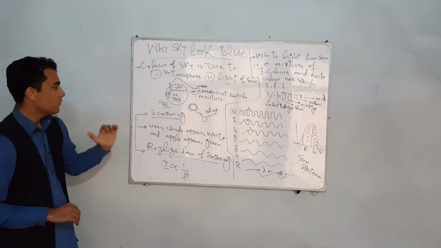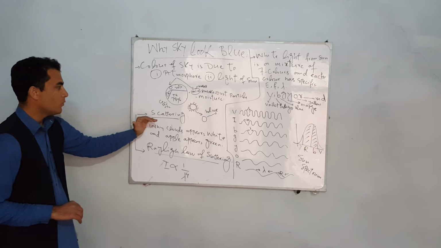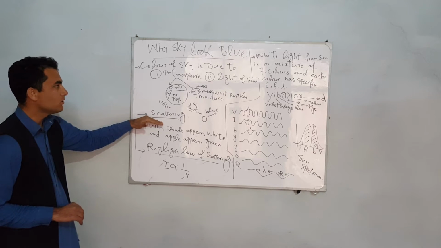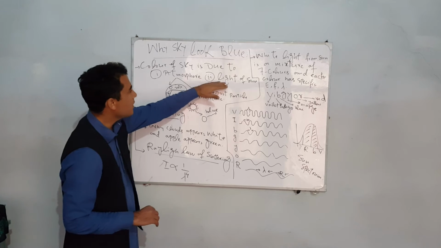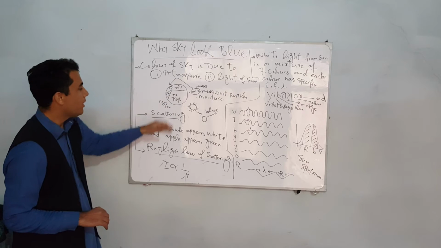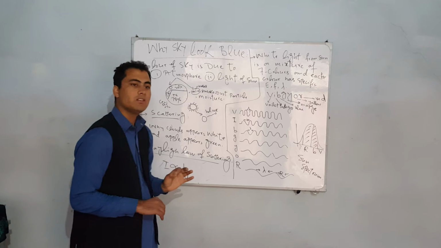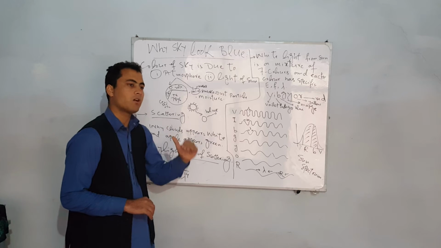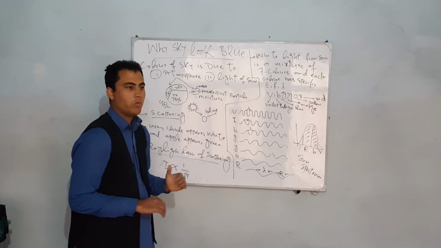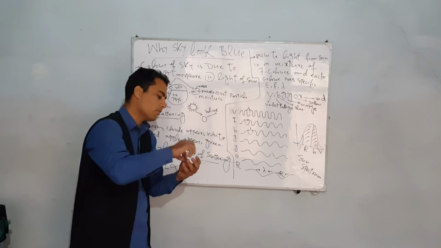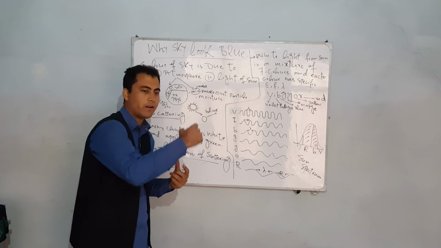Now, scattering occurs due to the sunlight when sunlight interacts with atmospheric particles. And what is scattering? Scattering is basically the bouncing out of the light from the air particles. When light of the sun bounces off the air particles, scattering occurs.